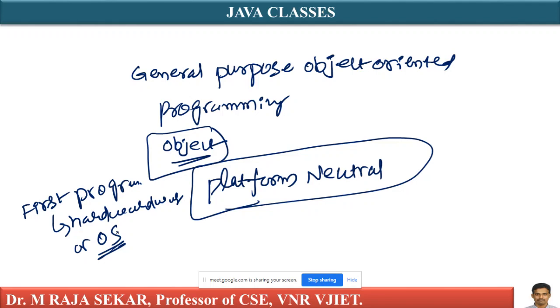Programs developed in Java can be executed anywhere, meaning on any operating system or any system. Once you develop a program, you can execute it. Programs developed in Java can be executed anywhere on any system.